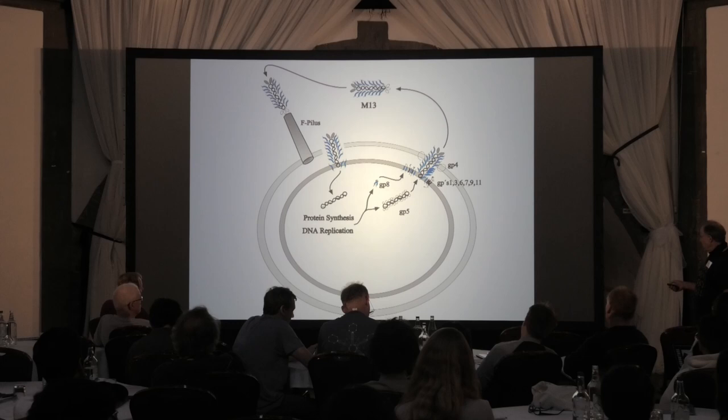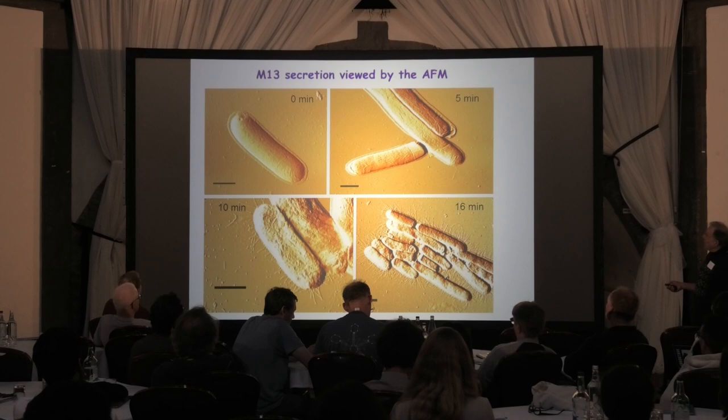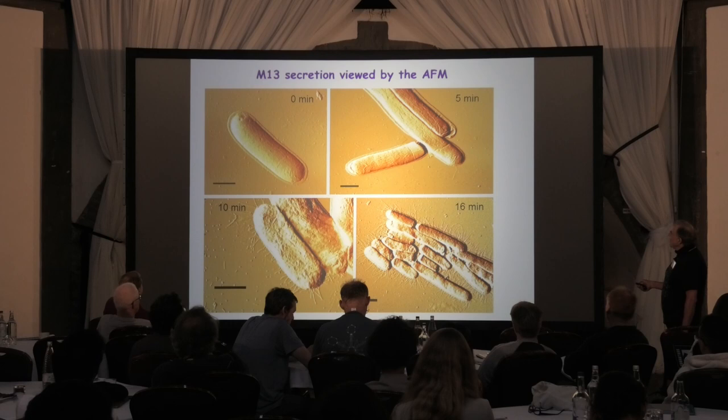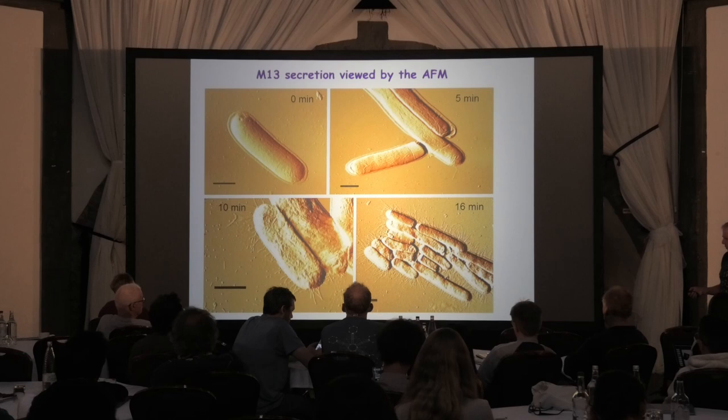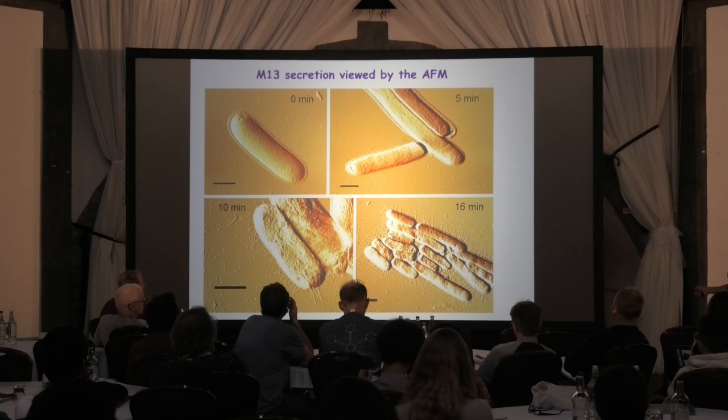So you can observe actually the secretion by AFM, nice technology. Five minutes after infection, you see only a few phages coming out, and at 10 minutes it really increases in number, and at 60 minutes you see viral particles really secreted all over. So it's a very active process. Cells never lie. So it's just some kind of sexual disease of E. coli. Okay.